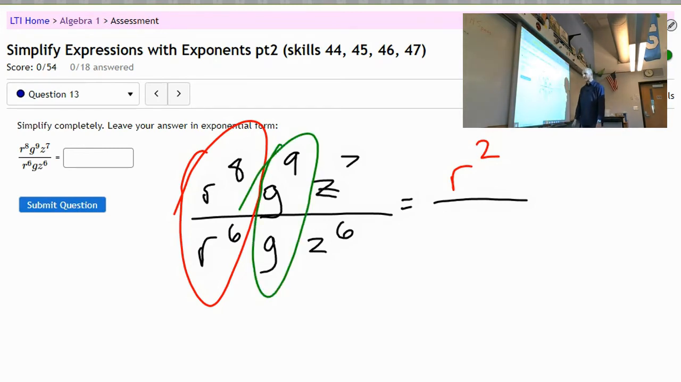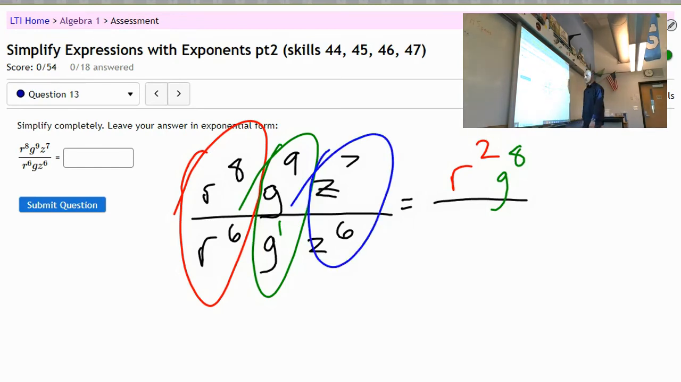G's, I'll do in green. The bottom one's got an invisible exponent of 1. That'll help us for subtraction purposes. 9 minus 1 is 8. It's going to stay on the top because I started with more G's in the numerator. I had 9 of them up there.